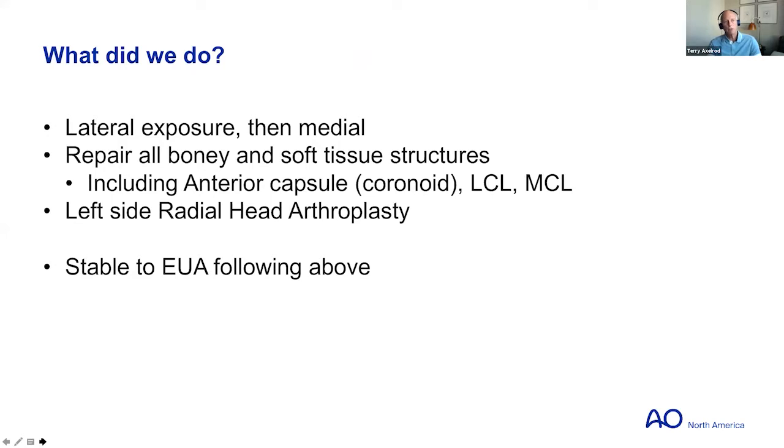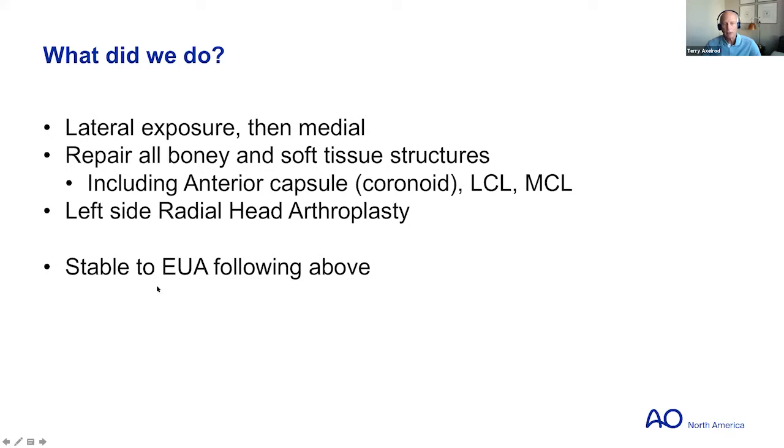So what did we do surgically? Exposed it laterally, followed by a medial exposure. I did the typical repairs that we're going to talk about over the next hour, repairing the bony and soft tissue structures, including the anterior capsule, the lateral collateral and the medial collateral ligaments. And on the left side, which was the one I was just showing you, I did a radial head arthroplasty rather than doing an ORIF of the radial head and neck.